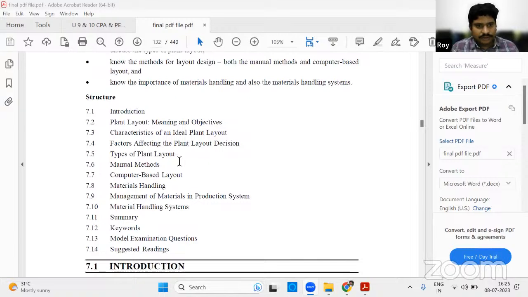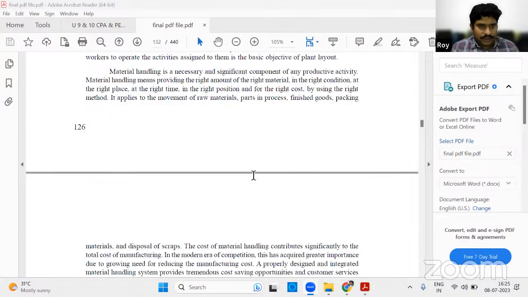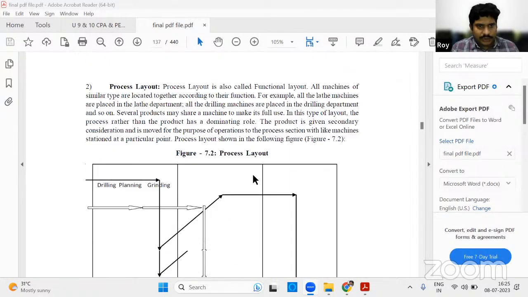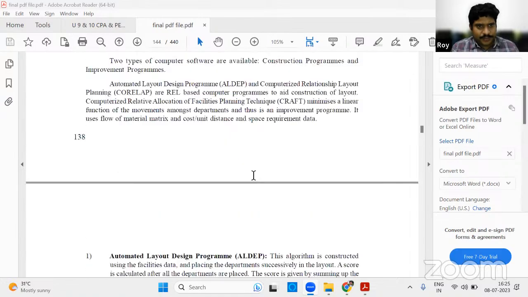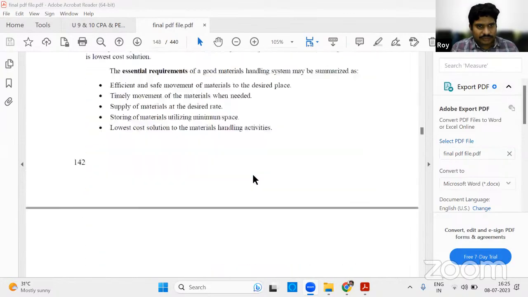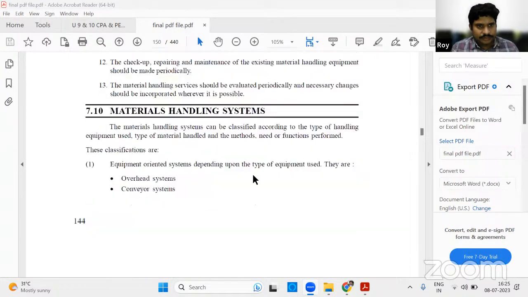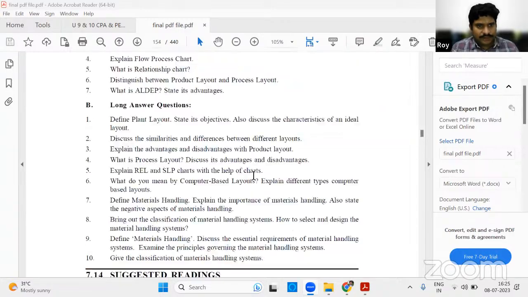Process layout. Layouts are done, right, Vishnu? Yes, sir, layouts are completed. Materials handling, I think it's completed now. We are entering into the 8th unit now. Materials management is also done.